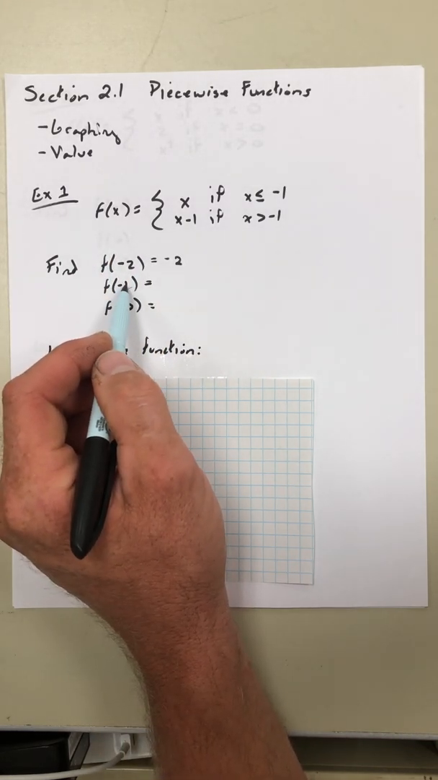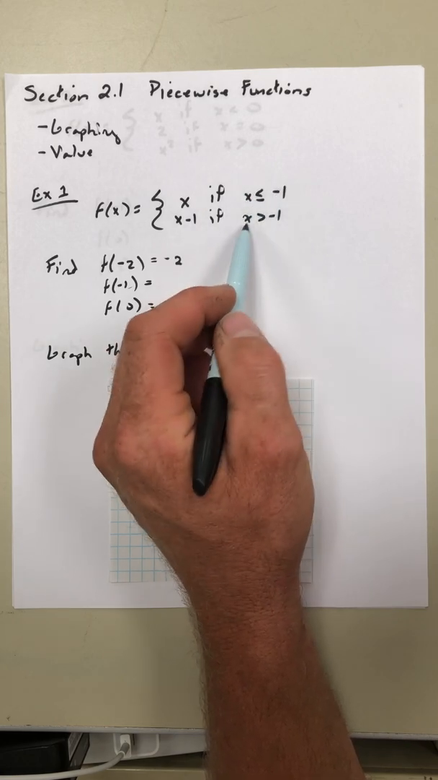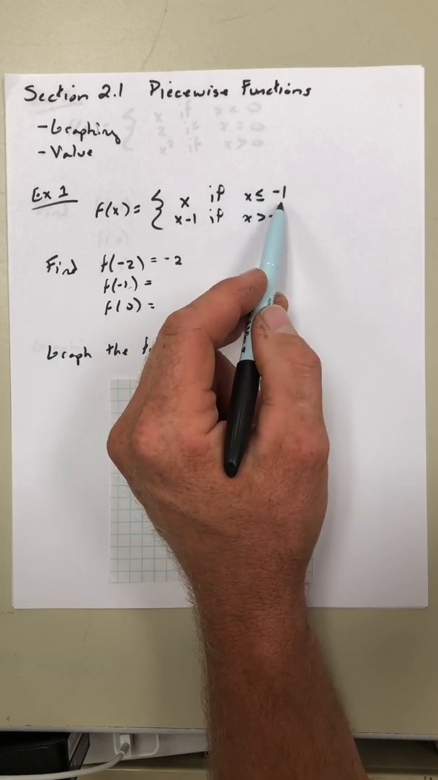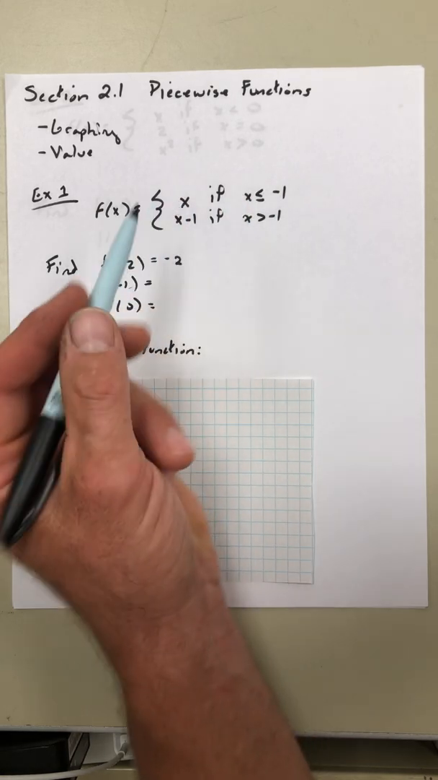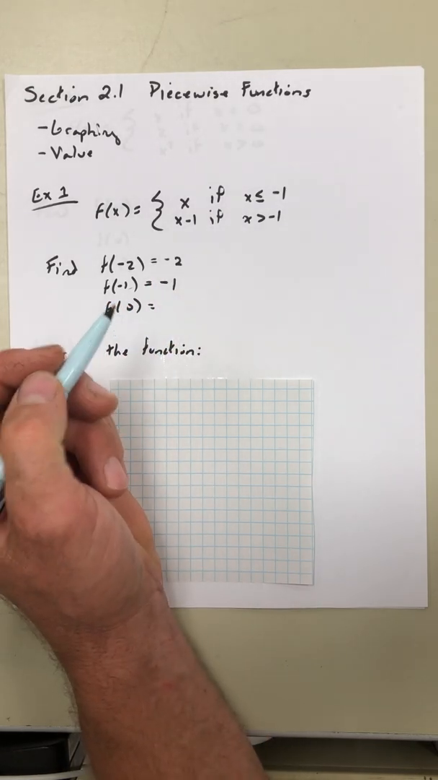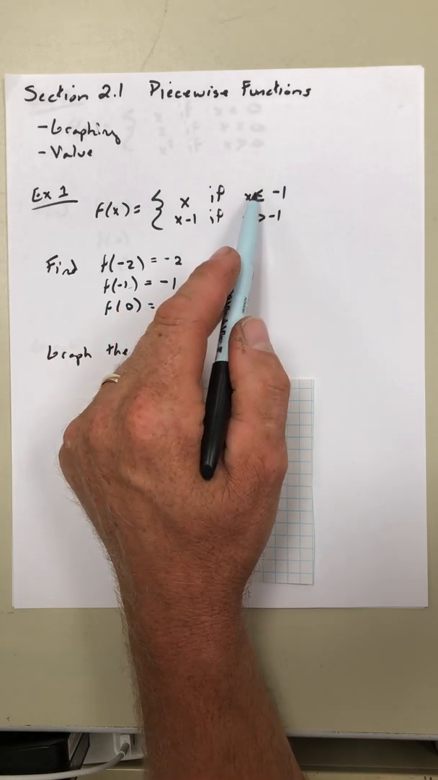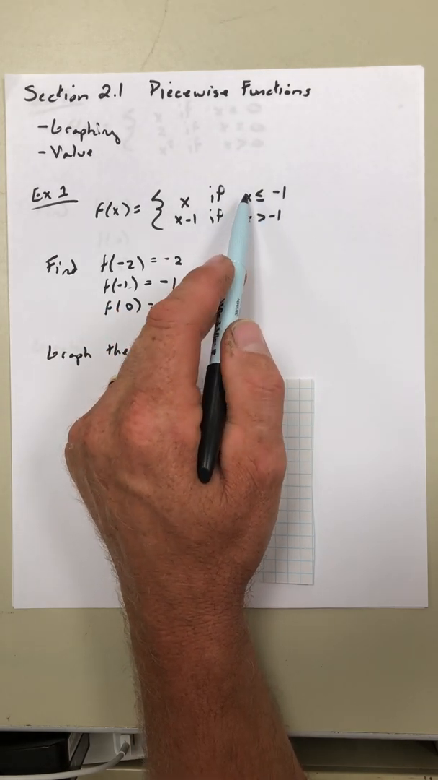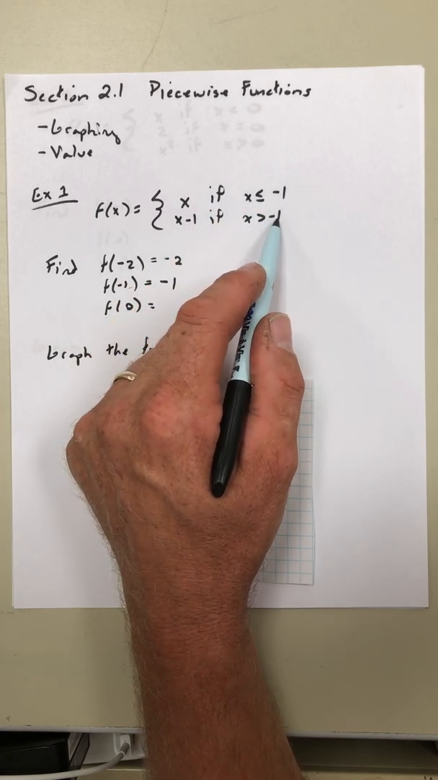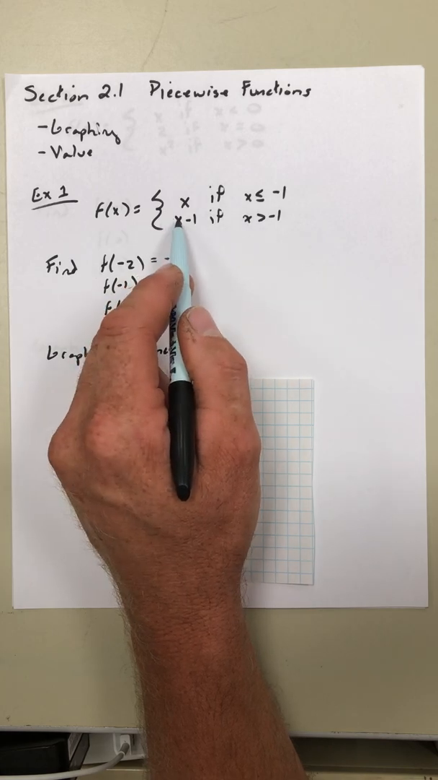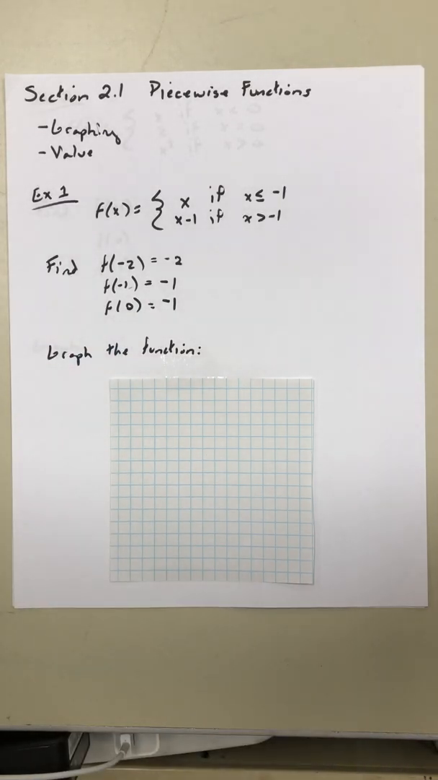If I have -1 for my x, again, where does it make sense? Is -1 less than or equal to -1, or is it greater than -1? And hopefully, again, it makes sense in the top portion. So we're going to take that -1 and plug it in for the x again, and we get -1 out. What about f of 0? If I take that 0 and plug it in, it does not make sense now in the top portion. 0 is not less than or equal to -1, but 0 is greater than -1. So we're going to take that 0 and plug it in for the x values here, and we get -1 out. 0 minus 1 gives us -1.